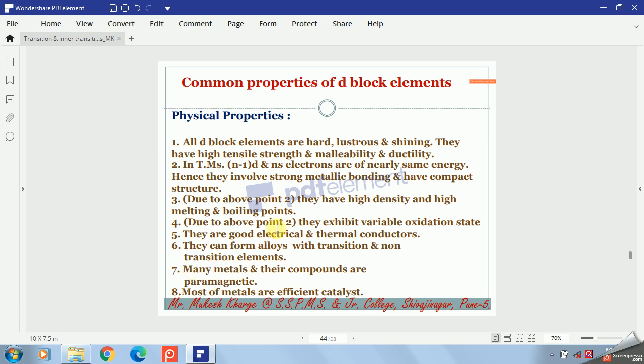So all these properties, formation of alloys, magnetism, whether they are paramagnetic, ferromagnetic, or they are efficient catalysts, all these properties we already discussed in the previous part. So you can revise that once again. Now next one is chemical properties.